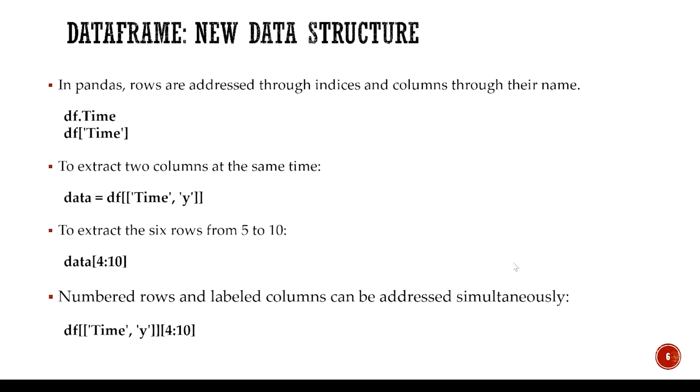Now let's see how we can get access to different rows and columns. In pandas, rows are addressed through indices and columns through their name. For example, if columns represent different features or variables in the data set, and we want to work with one of them, we call the data frame, the variable we just created, dot the column that we want to work with. And here you can see 2 examples, df.time or df bracket, and then you call the name of that column. Either way is fine, and you get the same result.